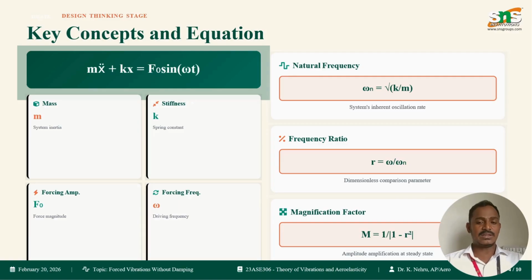Now the most critical condition: resonance occurs when omega is equal to omega n. At this point, the denominator becomes zero, and theoretically the amplitude becomes infinite. This means the system can experience very large vibration leading to failure. Unlike damped systems, there is no mechanism to control this.